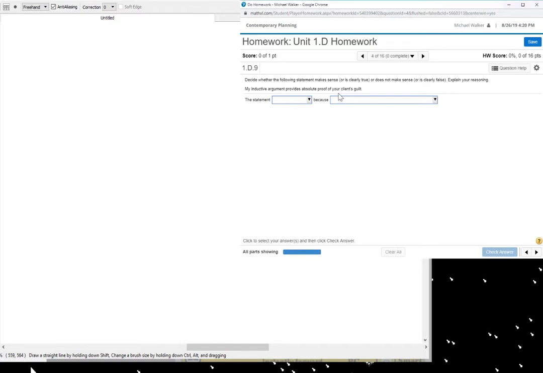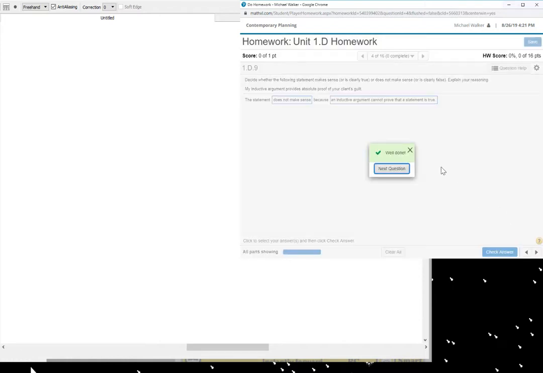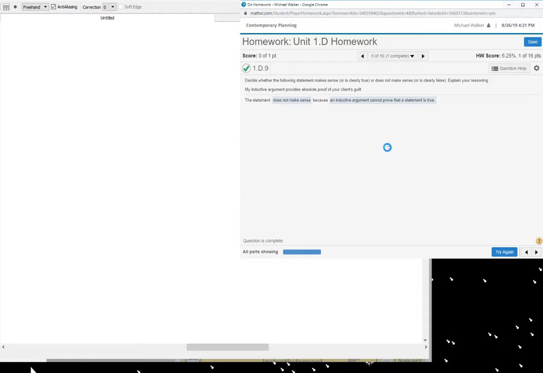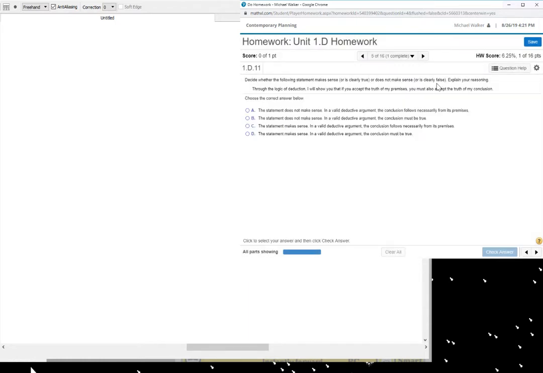Decide whether the following statement makes sense or does not make sense. My inductive argument provides absolute proof of your client's guilt. This is an interesting one. Does not make sense. We talked about this with inductive arguments. An inductive argument cannot prove that a statement is true. So that's something we have to keep in the back of our mind.